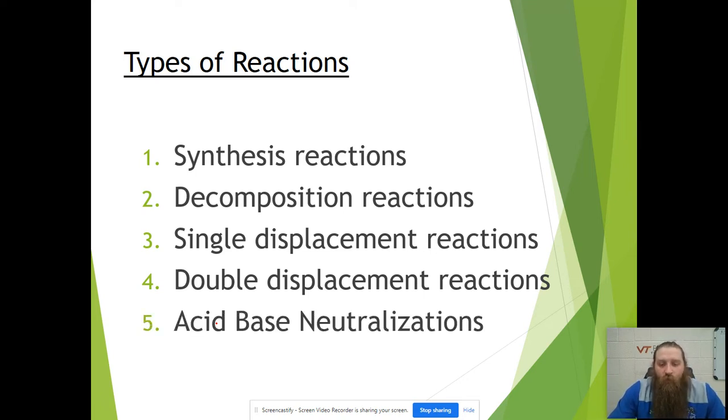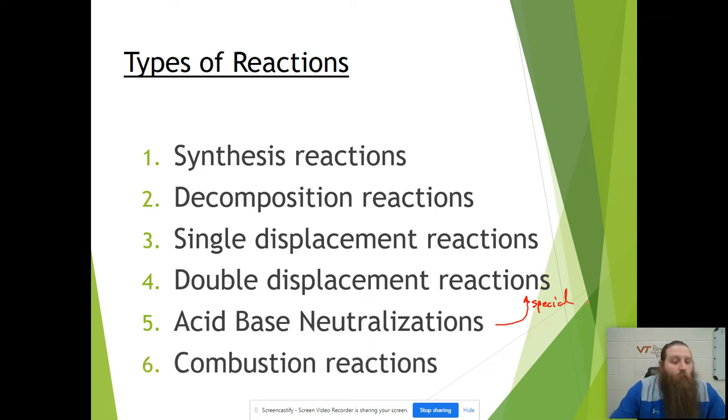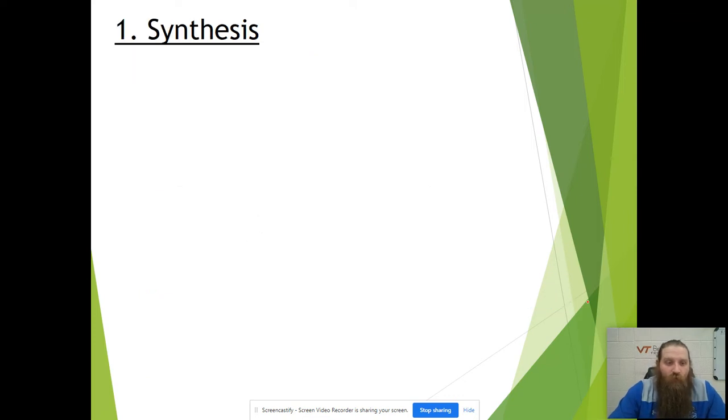There are acid-base neutralization reactions we're going to look at, which are actually a special form of double displacement. And we're going to look at combustion reactions, so burning things. And the goal is to be able to look at a reaction and classify it as one of these 6. Now, there are obviously many more types of reactions that we could talk about, but these are the main 6 that we're going to cover in my first year chem class.